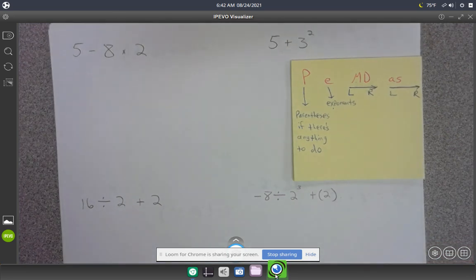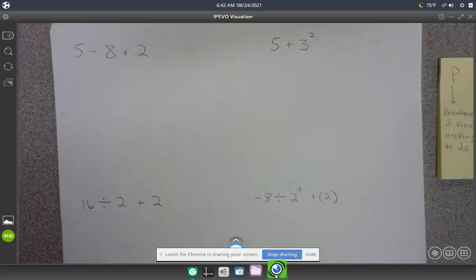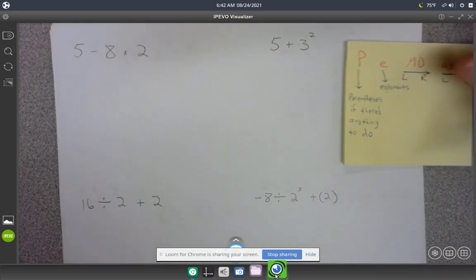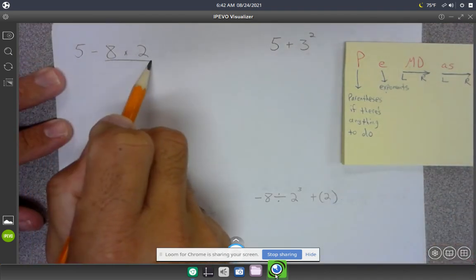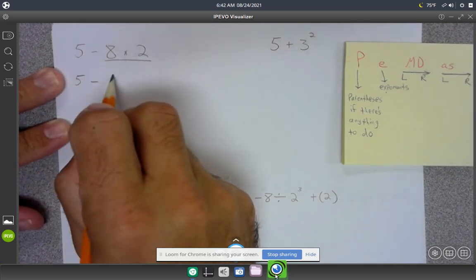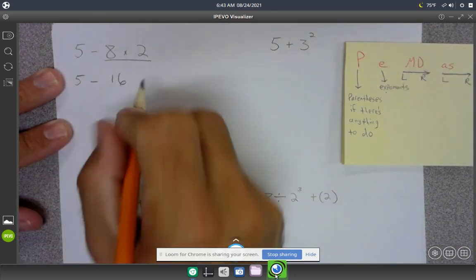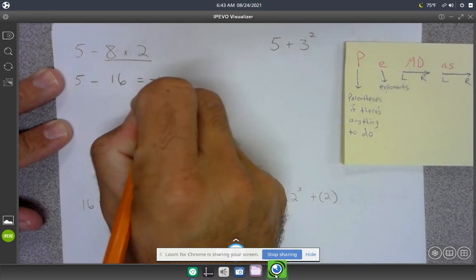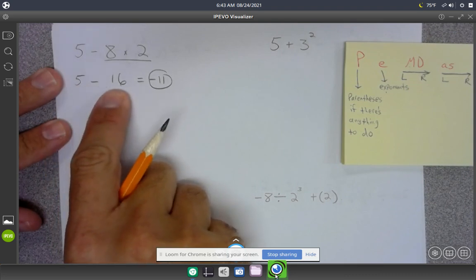What I want you to do is take these four problems here, pause the video, and give them a shot. I suggest trying them without a calculator first. All right, and I'm going to go ahead and work them out. First thing I do is the 8 times 2. I have to multiply before I subtract. So it's 5 minus, and then this is going to become a 16. 5 minus 16, that is negative 11. You're starting at 5 and you're backing up 16 spaces, so negative 11.